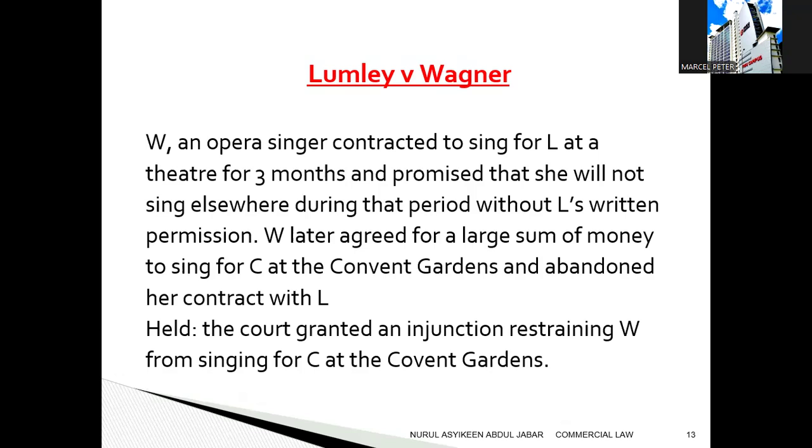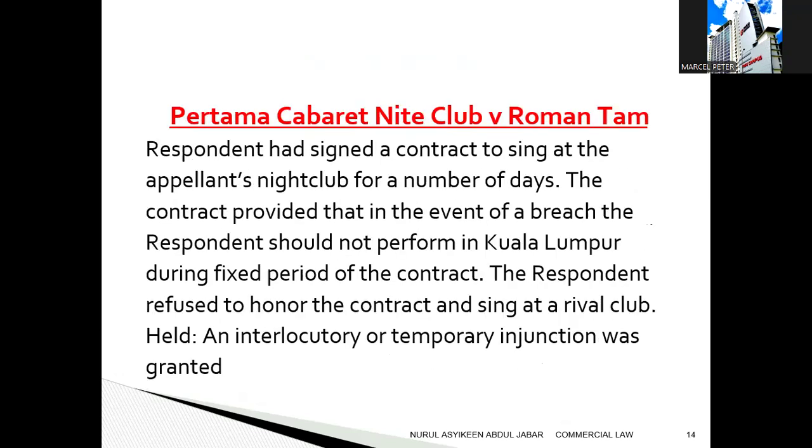So the principle is actually linked to Section 55 of the SRA. Even if a contract cannot be specifically enforced, the court can still grant an injunction to stop the breach. This is exactly what Section 55 allows, enforcing negative promises. Example, I will not work for others. Okay, so that is the Lumley versus Wagner case.